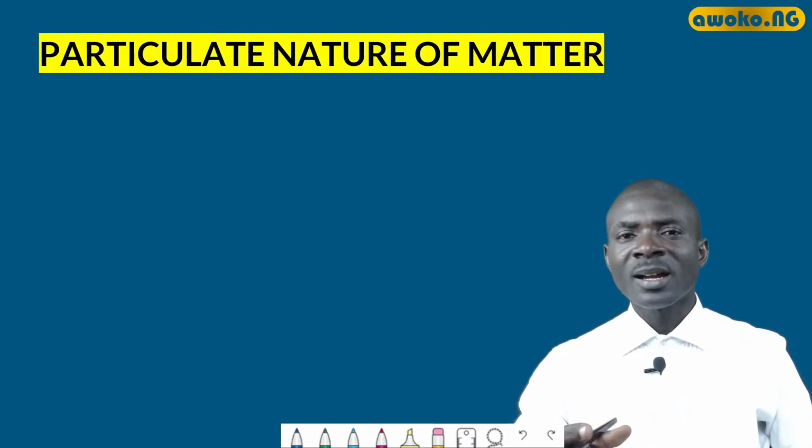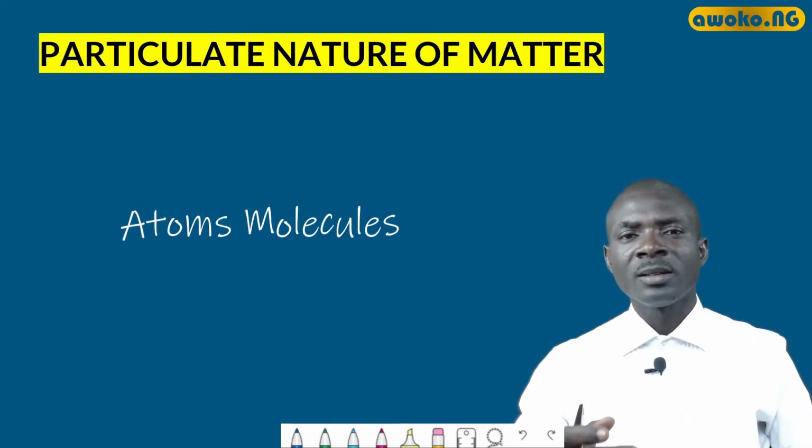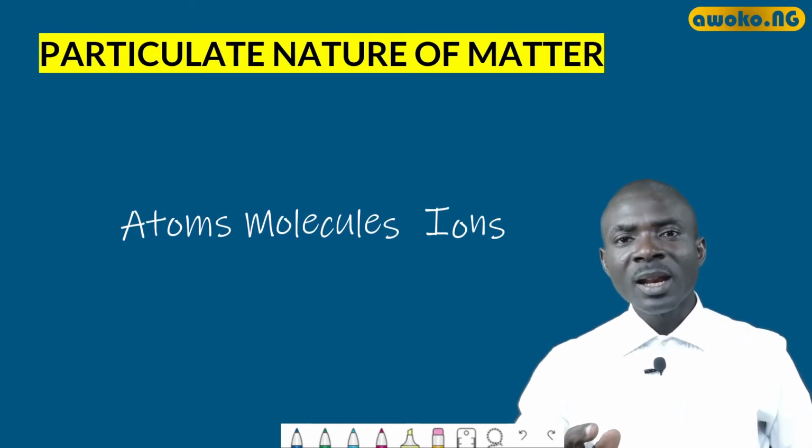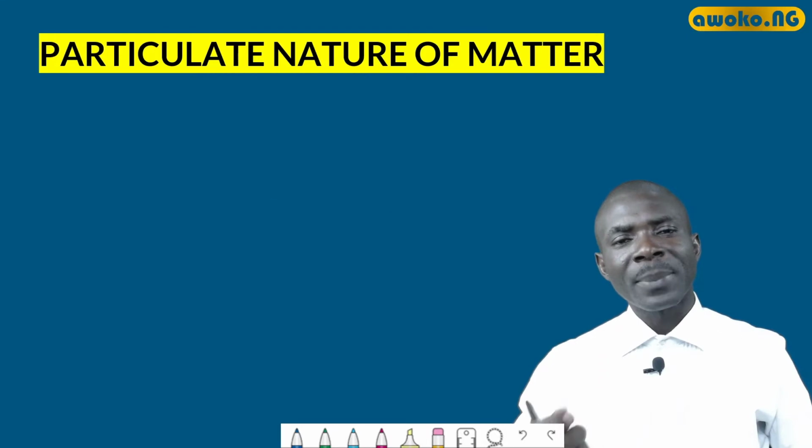And these three states have the ability to be changed or transformed from one form to another based on the prevailing condition, which is what? Change in temperature. In this class, we are going to go further to discuss the particles that make up matter. Matter is made up of three discrete particles called atoms, molecules, and ions. We'll also in this class talk about the relationship between these three particles.